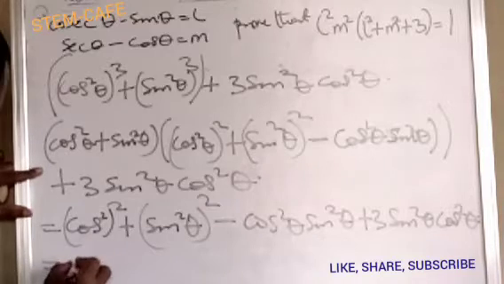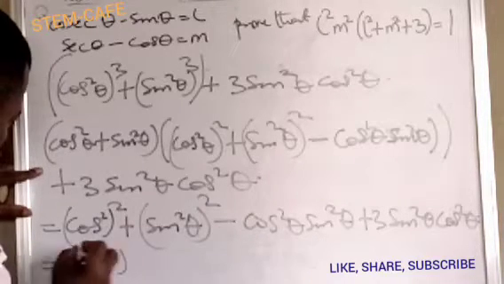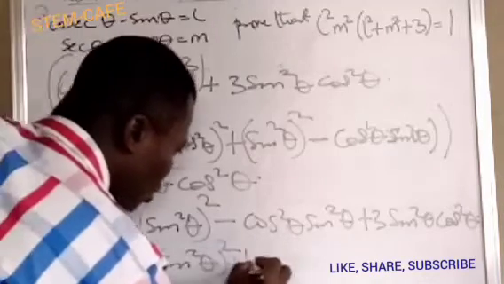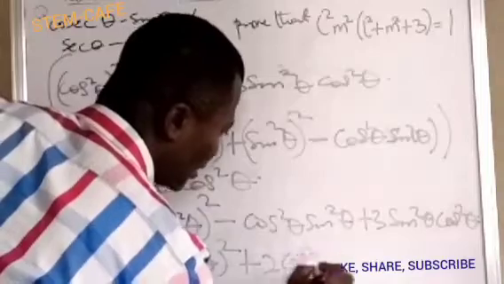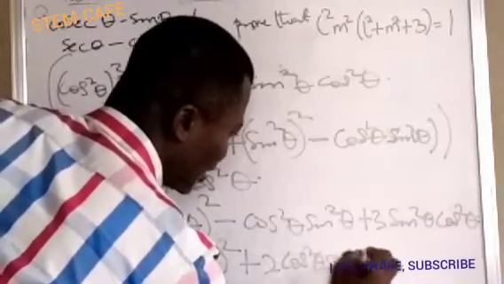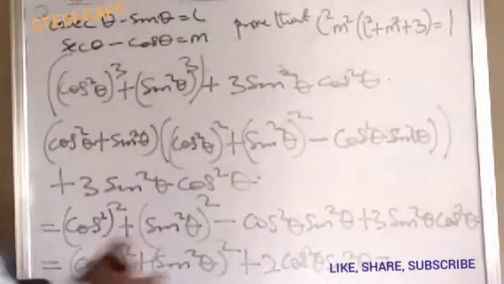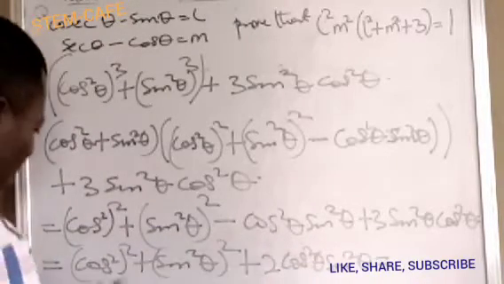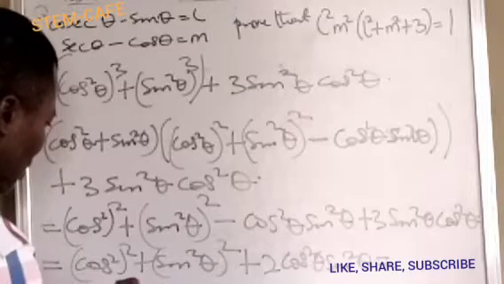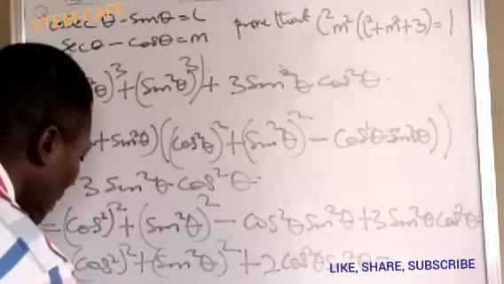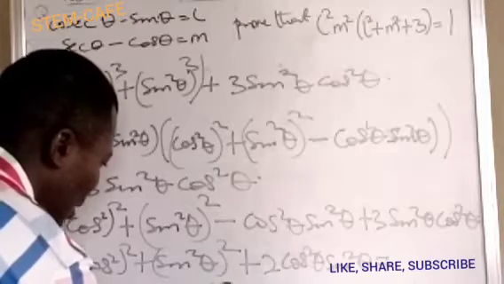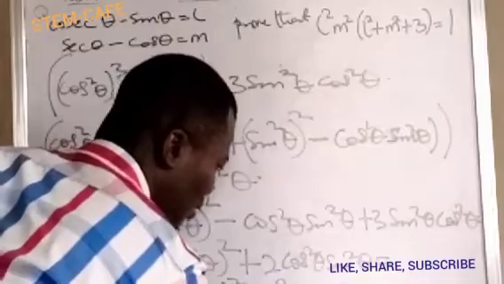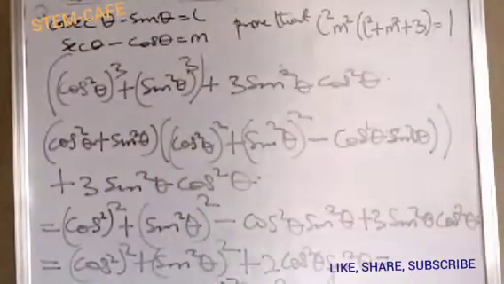On adding everything out, it gives me cos squared theta squared plus sin squared theta squared plus 2 cos squared theta sin squared theta. Now this is a perfect square. So it gives me cos squared theta plus sin squared theta all squared, which is 1, which is equal to 1.